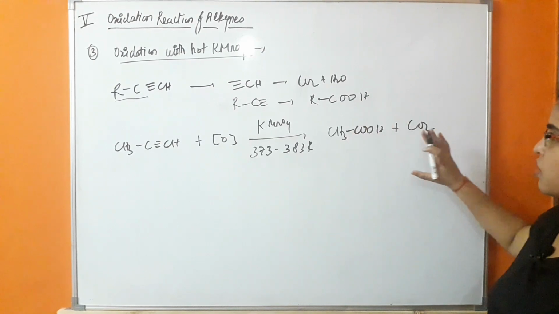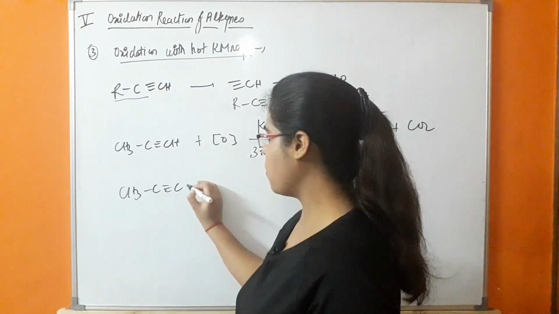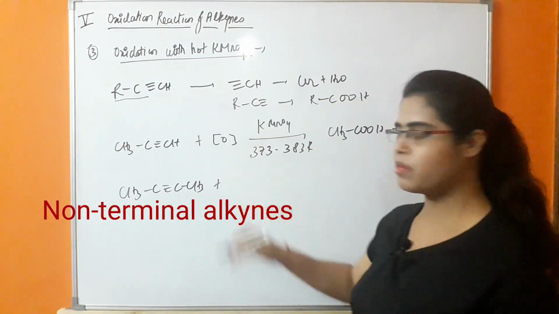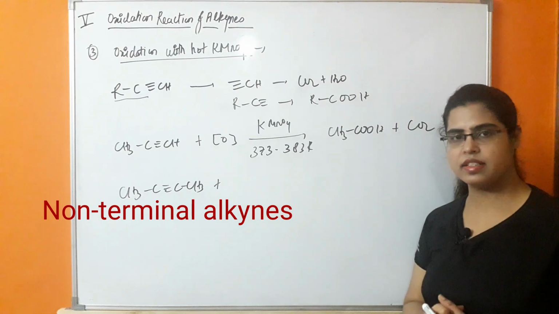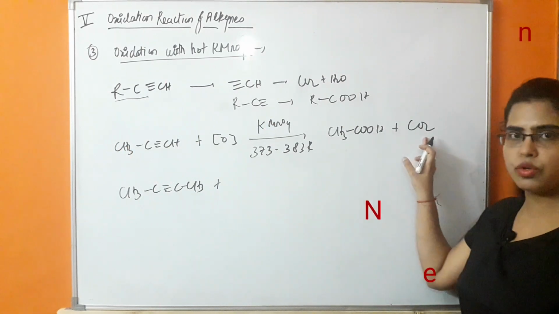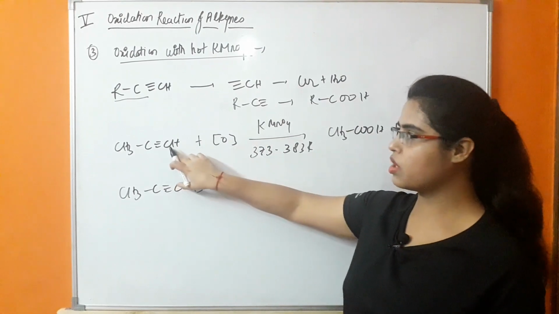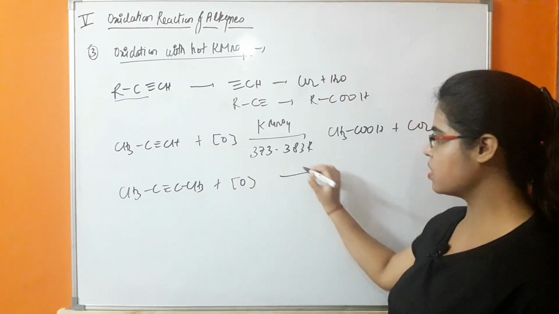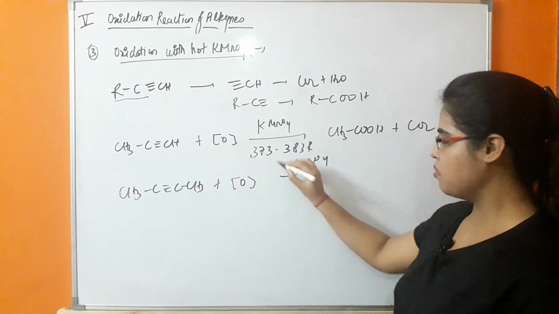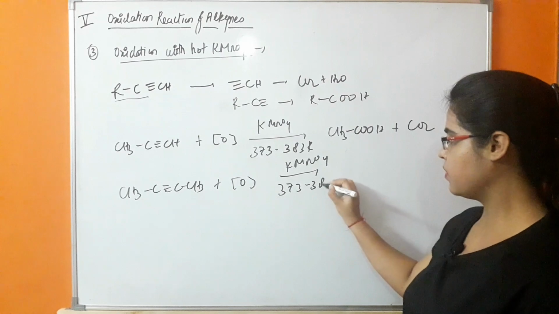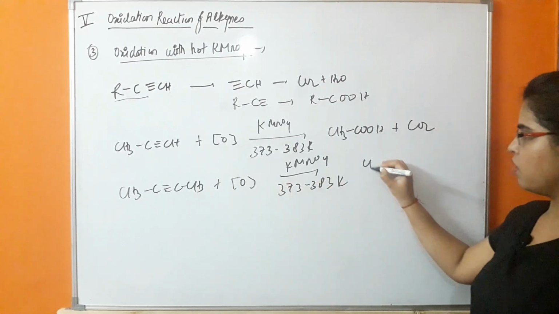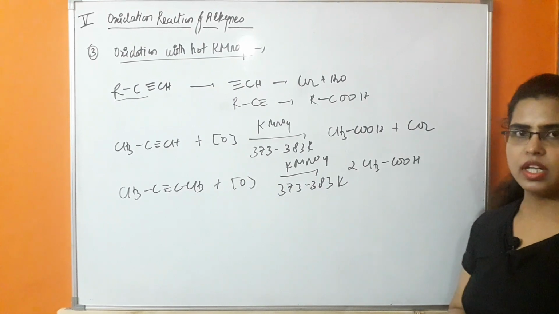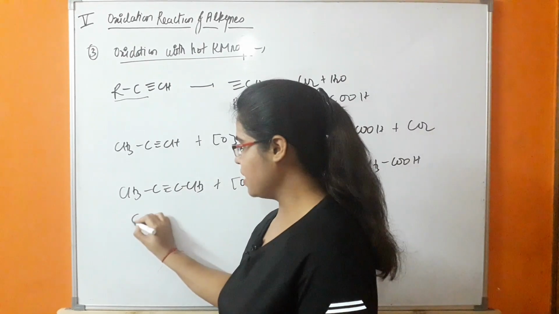So there is formation of this compound, CH3. This is a non-terminal alkyne. So there is formation of only carboxylic acid, not CO2. It is because there is no triple bond CH present. So what is happening in the presence of nascent oxygen? Hot KMnO4, temperature conditions are the same. So 2 moles of acetic acid are formed.